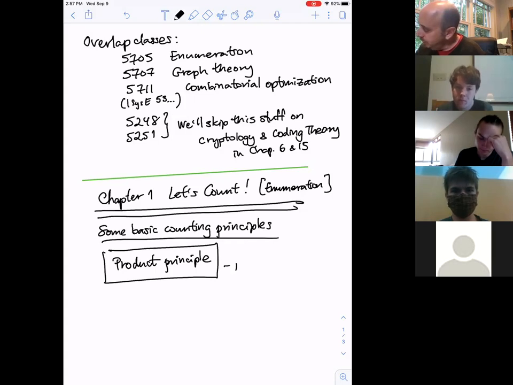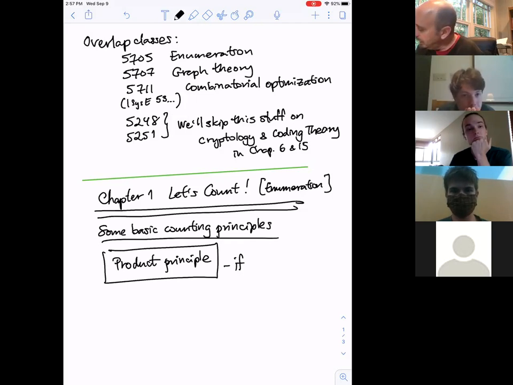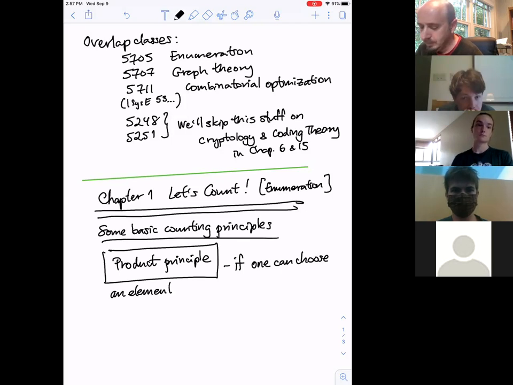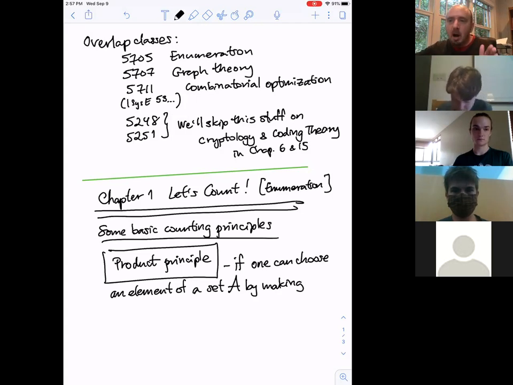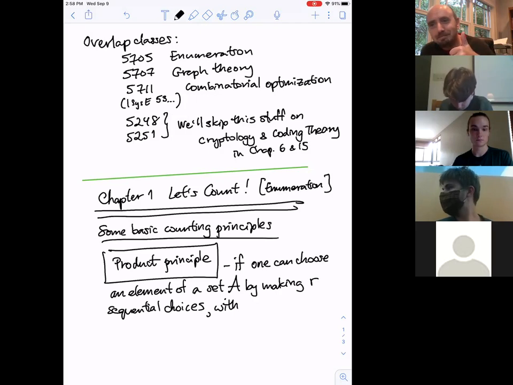It says, if I'm trying to count some set A. We're going to be talking about sets and the cardinality of sets, and they're going to be finite sets when we're trying to count them. If one can choose an element of a set A by a sequential procedure, by making sequential choices, then it's going to be like R steps in the sequence, R sequential choices. I'll be doing an example, so I know this is a lot of words. All right, at the first step, you've got D1 choices for the first step.